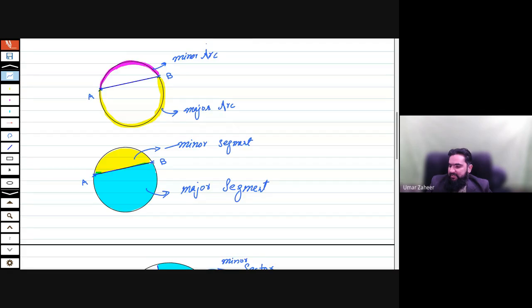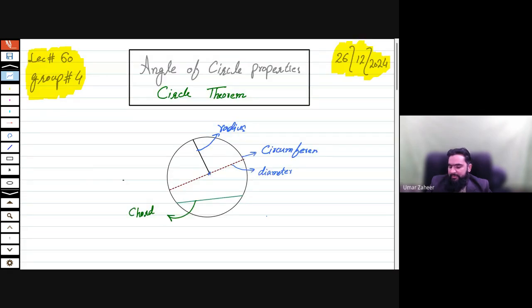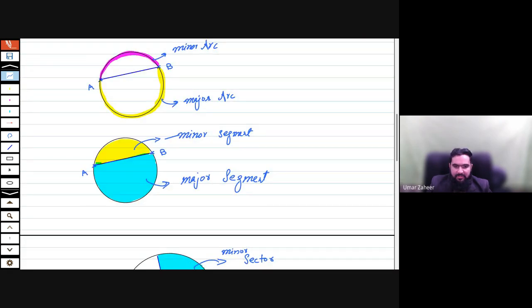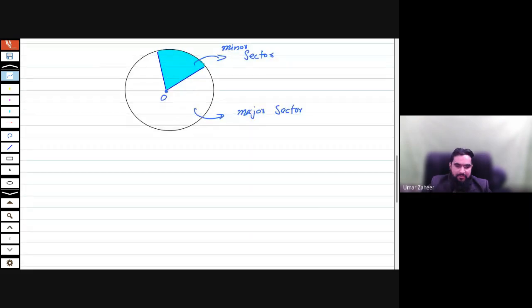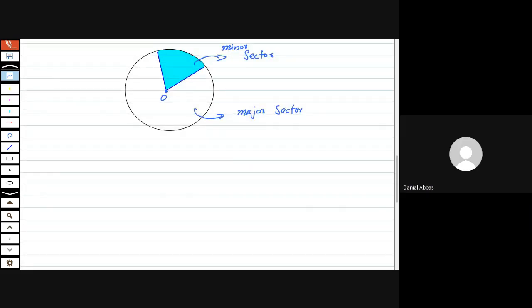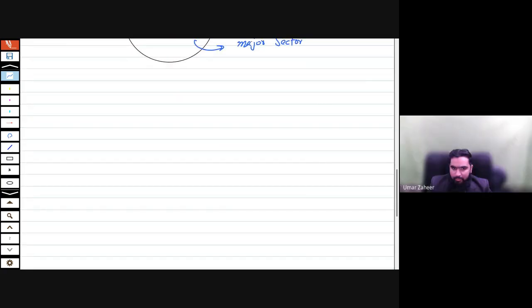Yes, everyone. Any question up to here? These are very basic things, not circle theorems. They are the very basic things about a circle. Any question up to here? No, sir. All right. After that, we have to understand the subtended angle.